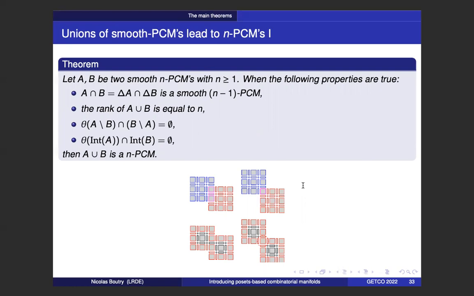However, if you do the overlap of the two PCMs and the intersection is not the n-1 PCM, you will have, for example, a pinch overlap.